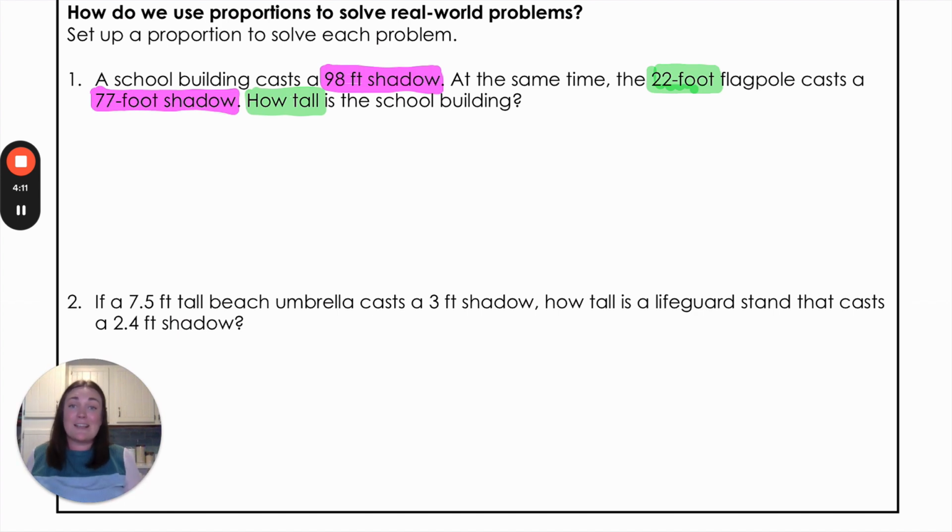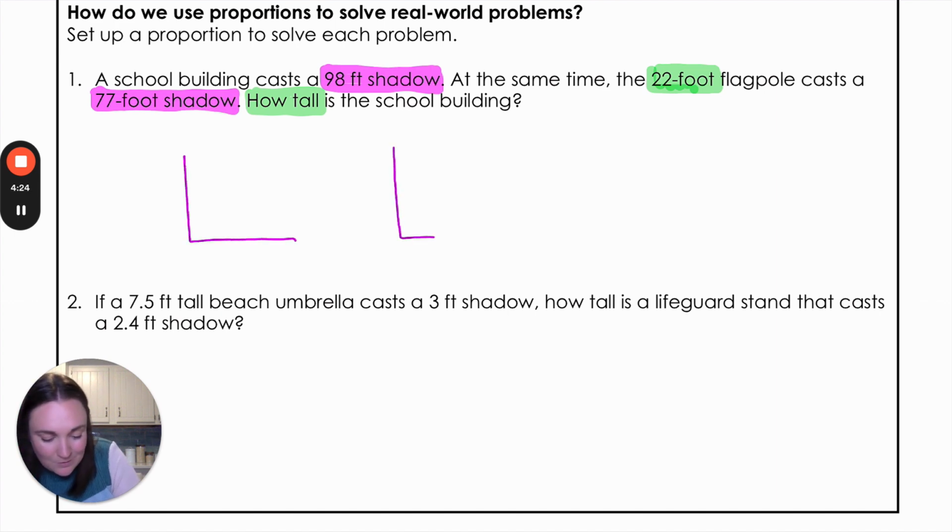All right, here's an example where a picture really helps. They love to get these kind of shadow problems on tests and things like that. So I always have my students draw 2 big L's. And they don't have to be perfect, and they don't have to actually match up with the numbers, we just want an L, so we've got the height going up and down and the shadows going across. I also like to label them so we know which is which, right? So we've got a school in this case and a flagpole.